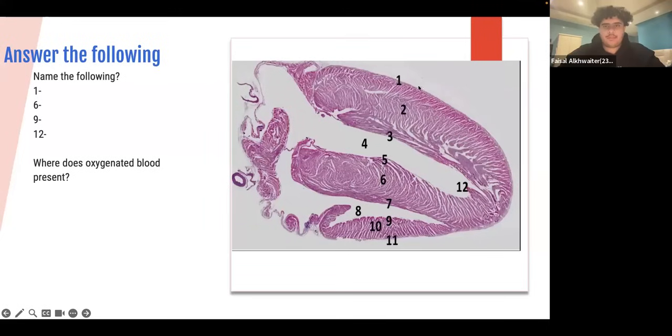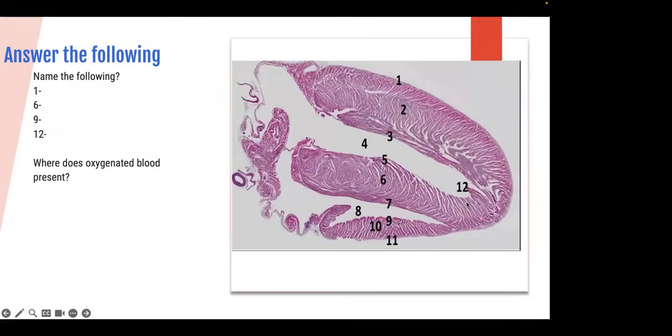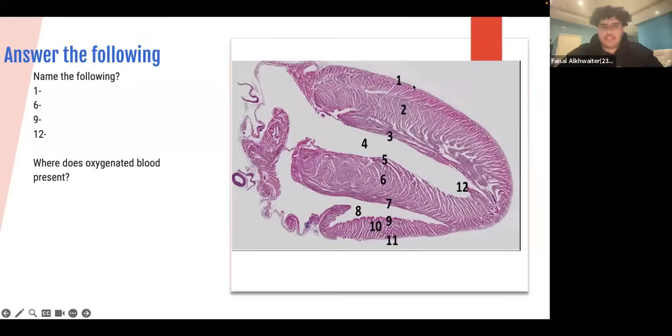So this is a picture of the heart. You have the three layers of the heart: epi-, myo-, and endocardium. Can someone tell me why this side is thicker than the other? This side is thicker because it's the left atrium. Yes, it is the left ventricle. Sorry, yes, left ventricle.